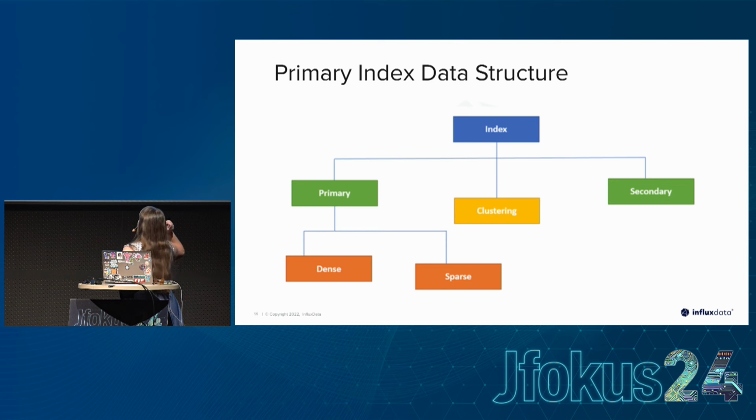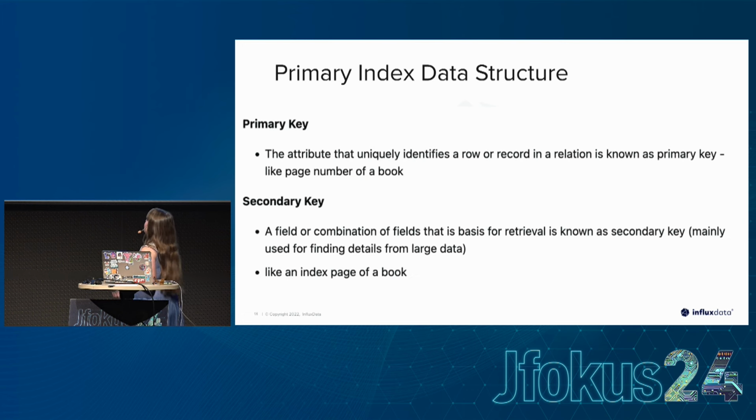And occasionally you end up with secondary indexes. That can be something like John's email, for example. It's normally something more unique, though. That's why it's normally IDs, because they're unique. Basically, it uniquely identifies, like the page number of a book. The secondary key is more like an index page of a book.